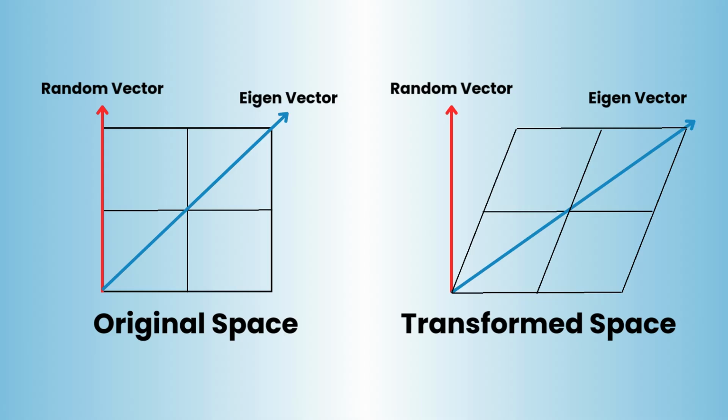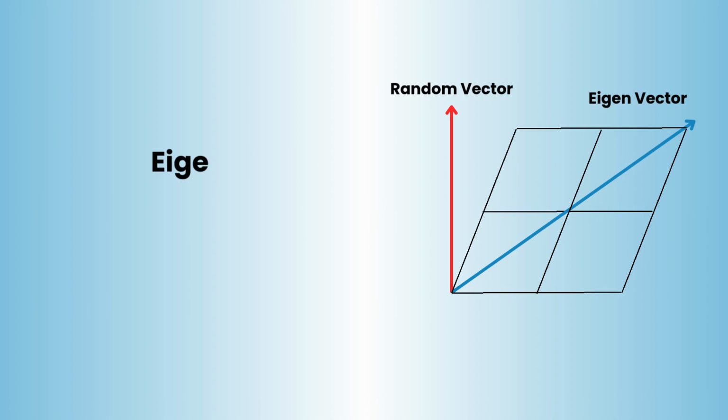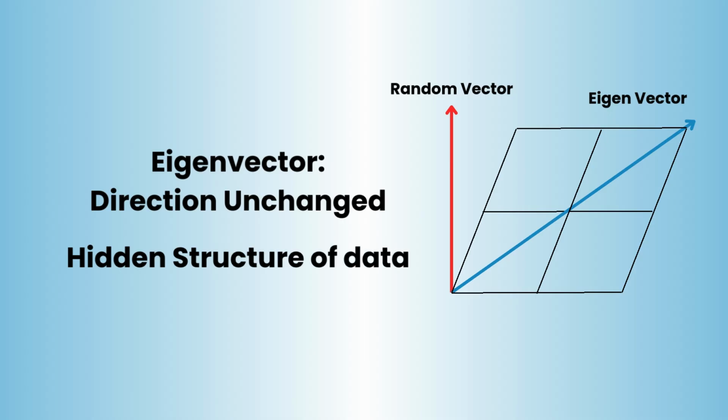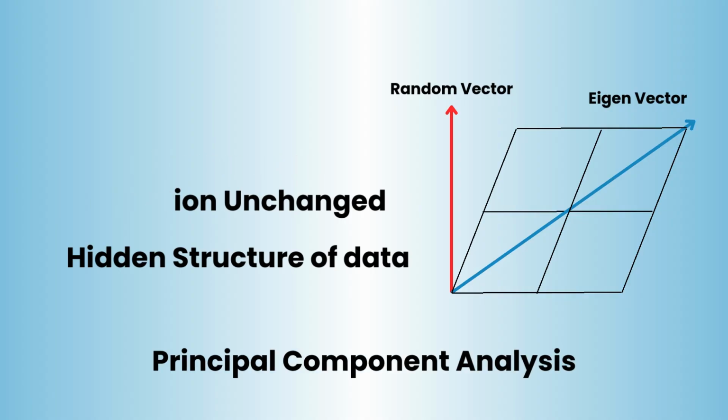Among all the chaos of transformation, there are special, rare vectors that refuse to be knocked off. They might get stretched, they might get squashed, but they do not rotate. They stay locked on their original span. These are the eigenvectors, and finding them isn't just a math exercise. It is the key to unlock the hidden structure of your data. This is the secret behind Google's PageRank and the foundation of principal component analysis.